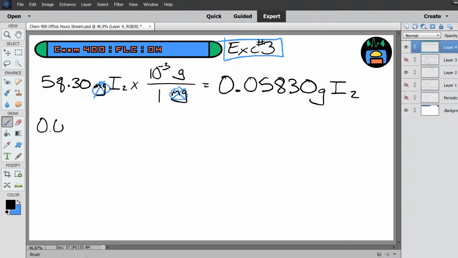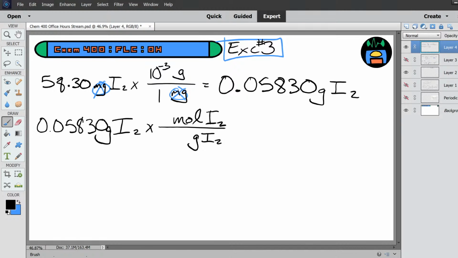Now we need to take it and convert it to moles. So we're going to put grams in our denominator, moles in our numerator. And let's see, I got to bust out a periodic table. Iodine has an atomic mass of 126.9, times 2, so we've got 2 of these in here. That gives me a molecular weight of 253.80 grams in a mole.